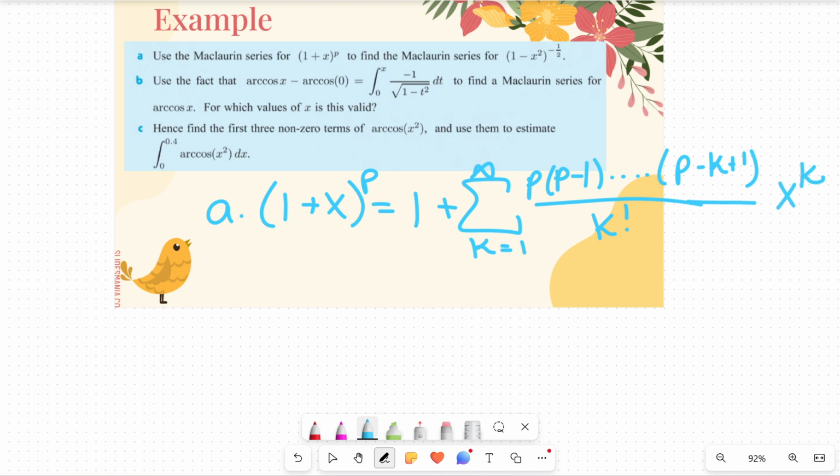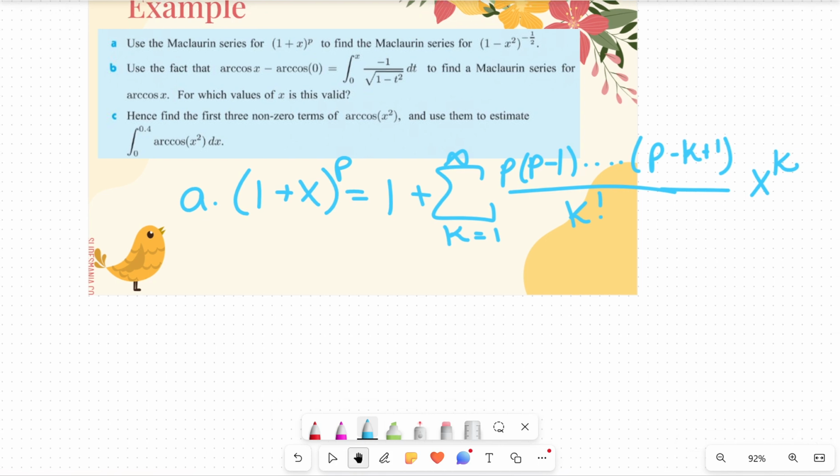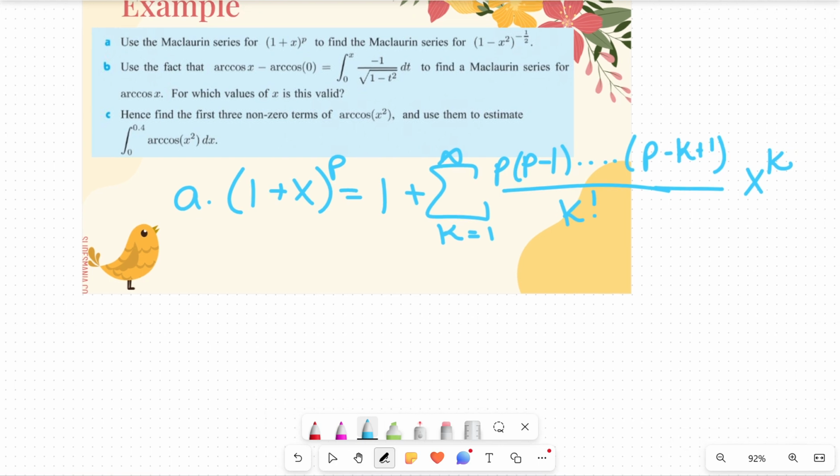So this is a set formula. You won't need to come up with this on your own. Now we have a composition here, so I don't want (1 plus x)^p, I want (1 minus x squared) to the negative 1/2 power. So everywhere I see an x in this equation, I'm going to substitute it with a negative x squared. And also everywhere I see a p, I'm going to replace it with a negative 1/2.